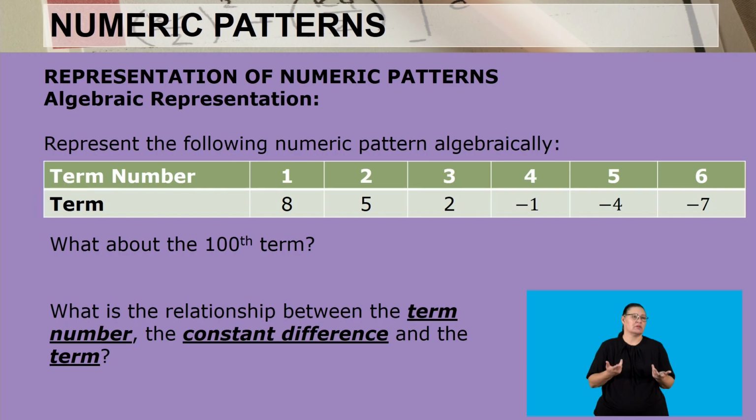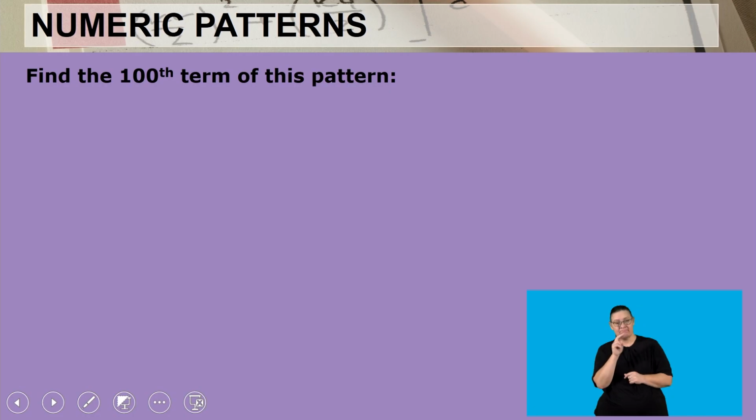So what about when it comes to the algebraic representation of this pattern? So there is that table that we have already filled out. But again, what if you are asked for the 100th term? Now you have to ask yourself, what is the relationship between the term number, the constant difference, and the term itself? Let's quickly go and find that 100th term. But of course, we would need to find that rule first. Now, do you remember how we find the rule?